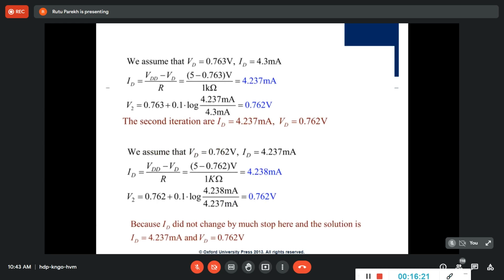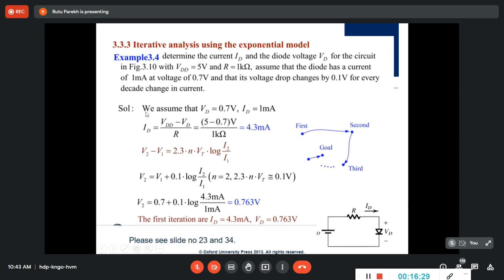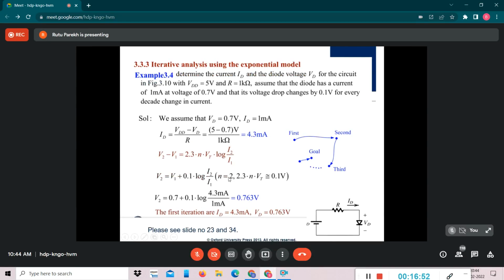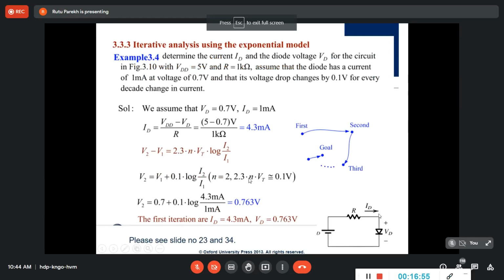Okay. Hello, ma'am. In example 3.4, can you show the slide? Here, 2.3 into N into VT, how is it approximately equal to 0.1 volt? Yes, you take N as 2 here. N will be given, depending on how it is fabricated. So if you take N as 2, then 2.3 into 2 gives 4.6, times VT, 0.1.